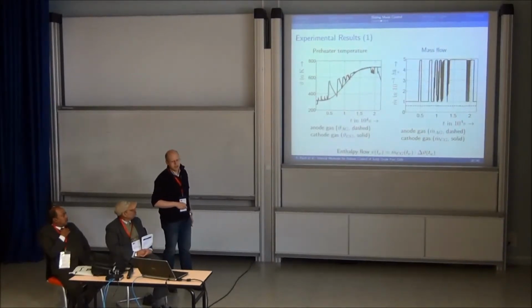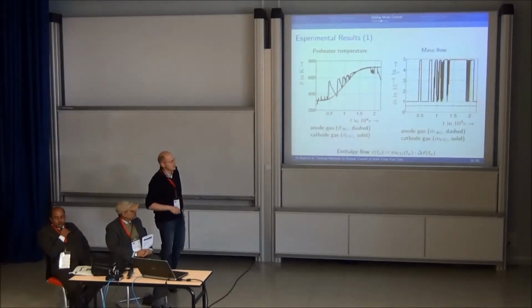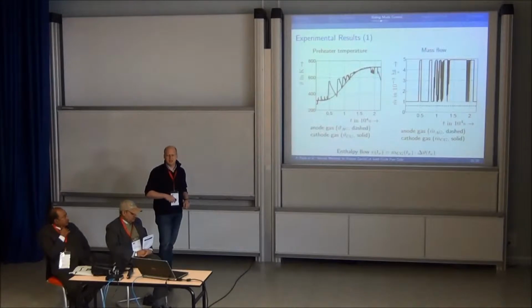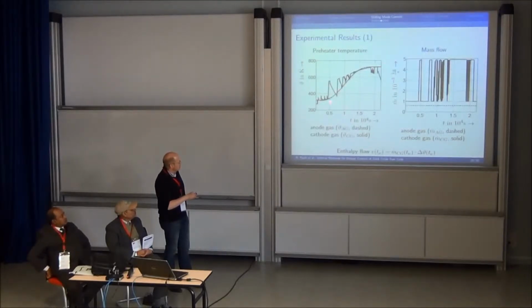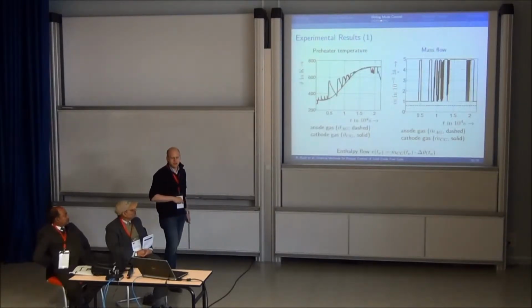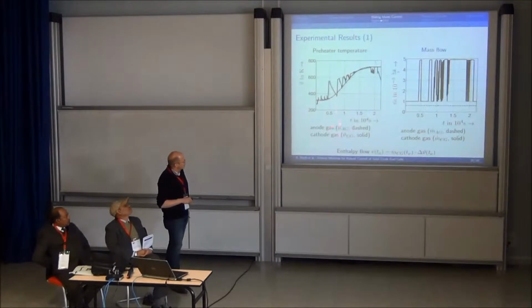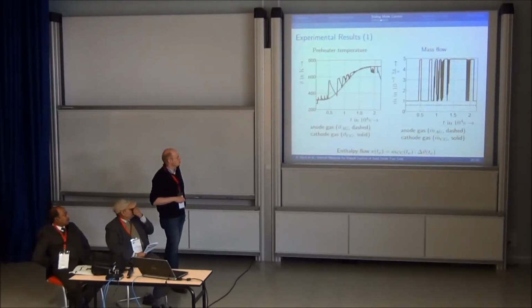Okay, here you can see real experimental results that we obtained at our test rig. These are times in 10 to the power of 4 seconds. That means each of these experiments takes several hours. We have in the dashed line an open loop control strategy for the anode gas. This is just predefined. And the cathode gas is used here as the physical system input to make sure that the corresponding temperature that you will see on the following slide follows a desired trajectory with good accuracy.